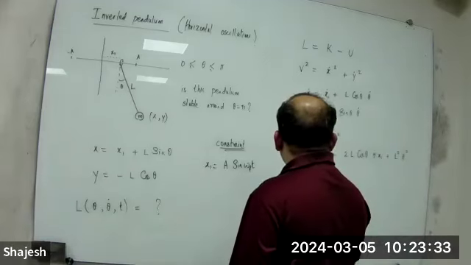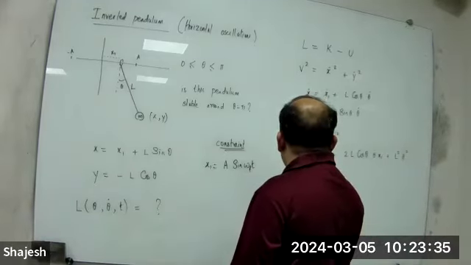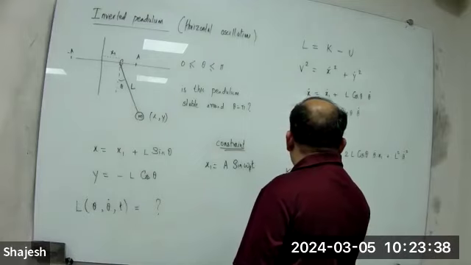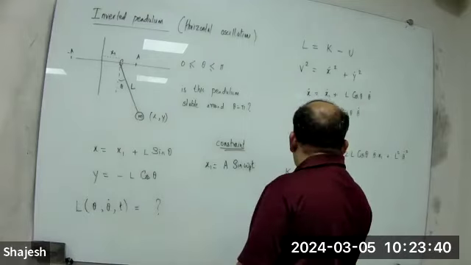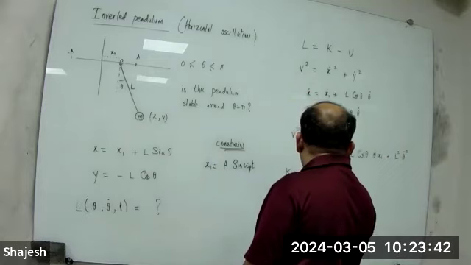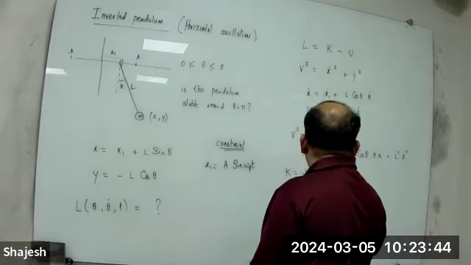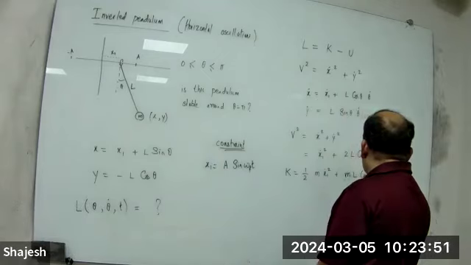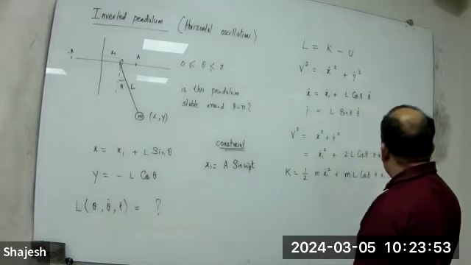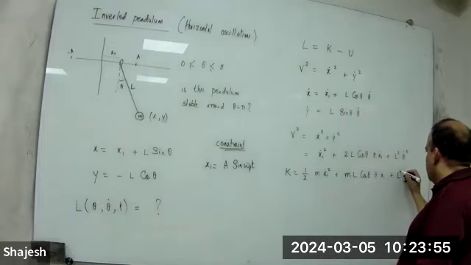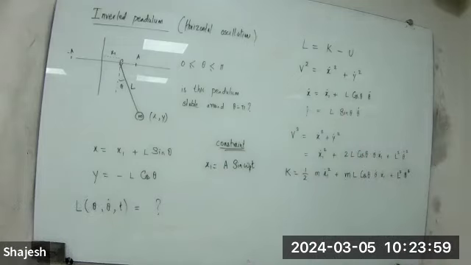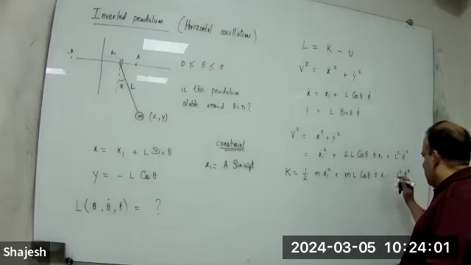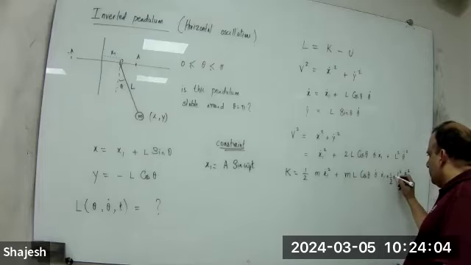So the kinetic energy then is equal to half. There's only one mass, so this is half m x1 dot squared plus half m L squared theta dot squared, plus the cross term.